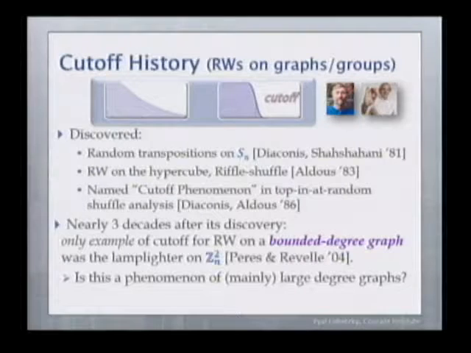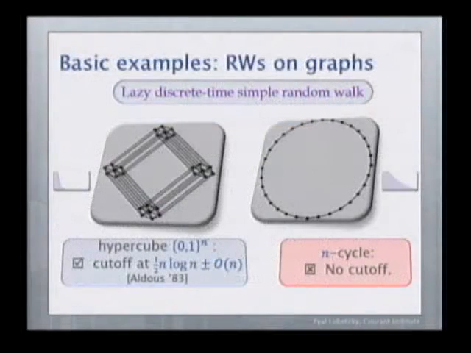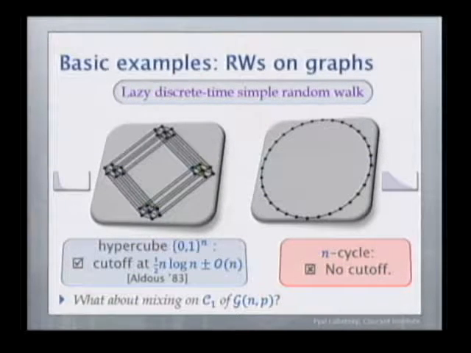A priori, it's unclear whether this phenomenon actually is widespread as it was originally thought, or maybe it is something that is mostly associated with large degree graphs, or walks on permutation groups with many generators and so on. These are the two canonical examples, the hypercube and the n cycle. I'm not going to say why there's no cutoff here and there is cutoff there, but I want to return our focus to the giant component in G(n,p). So what do we think? Is there going to be cutoff or not?